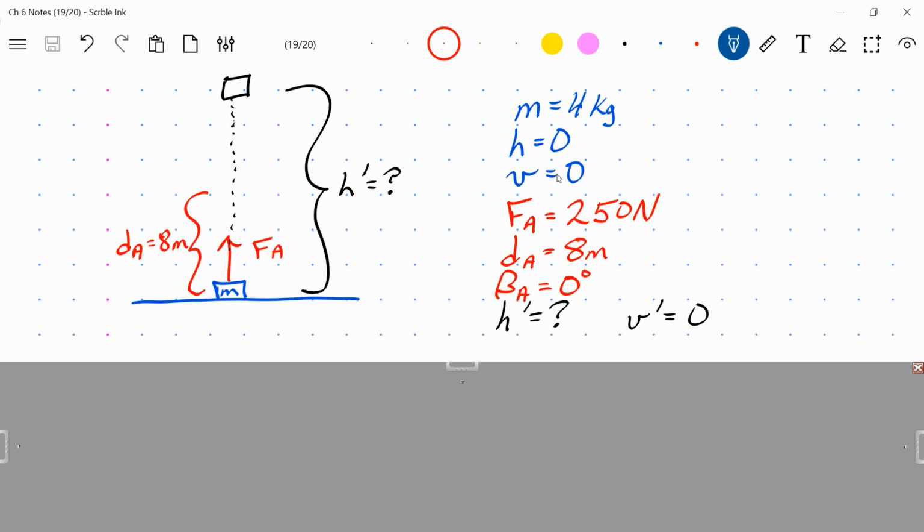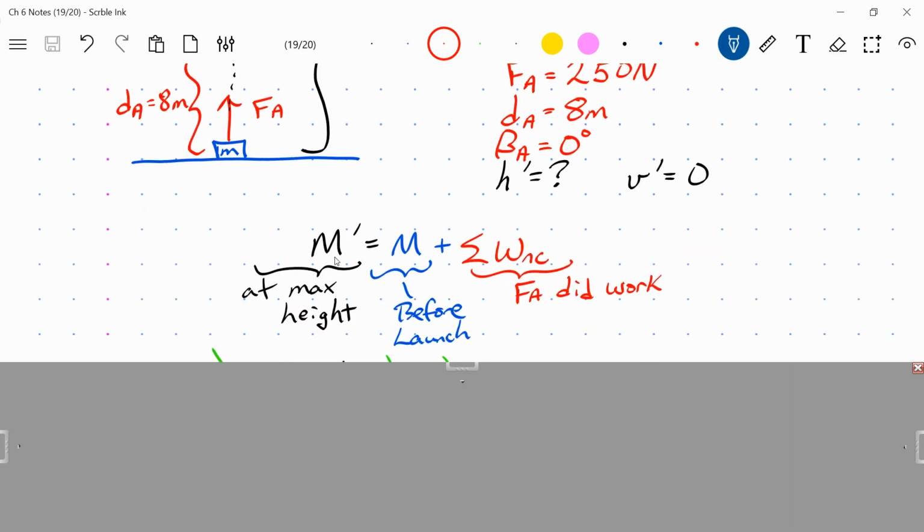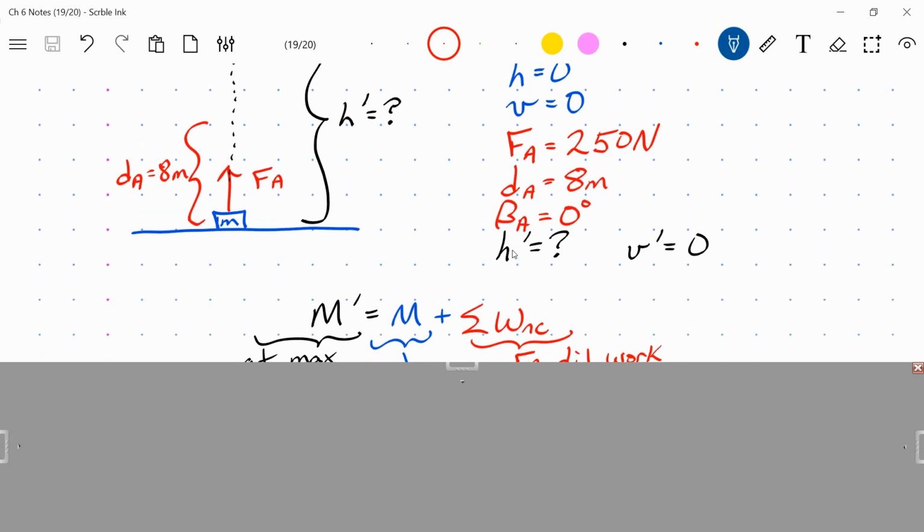This is really neat because the starting speed was 0 and the end speed is 0, although it's true that it wasn't 0 in between, which is fine. This is going to work out very nicely for us. Okay, so the total energy that it ends with, when it's at the maximum height, is going to be equal to the total energy it started with before the launch, plus the work that was done along the way by non-conservative forces. Now remember, I said that non-conservative forces in effect are all forces other than the force of gravity. So in this case, there is such a force, the applied force.